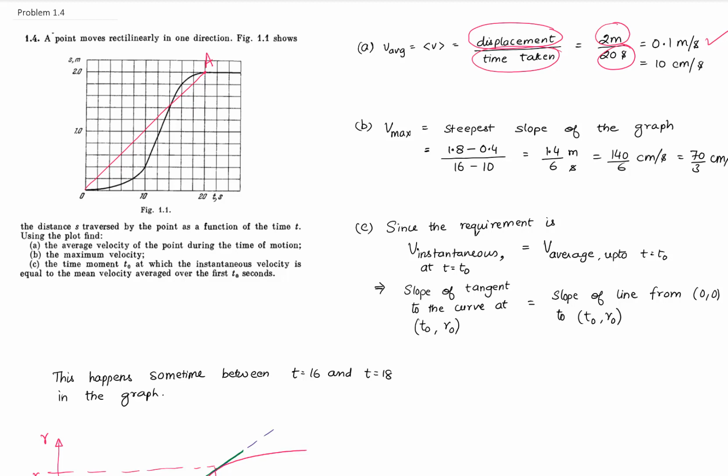This is V average. For the B part, he is asking us the maximum velocity of this particle. Now because the slope of the displacement versus time graph gives us the velocity, the steepest slope will give us the maximum velocity. The steepest slope of this ST graph is in this region, which I'm shading with pink right now.